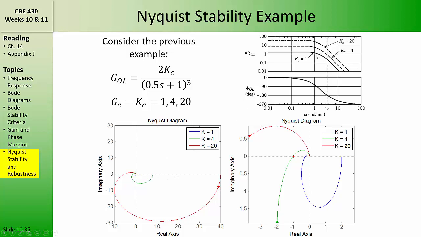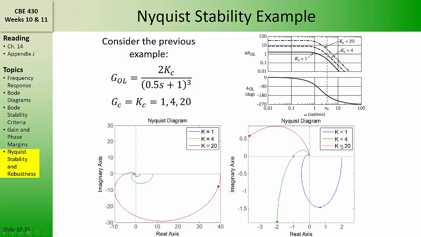These all have the same phase angle, but different values of the amplitude ratio, or different values of the distance from the origin. If we zoom in on this region around the origin here, showing the point minus 1, 0, which is marked with the crosshair here, we can see that when Kc is equal to 1, the Nyquist plot goes between minus 1, 0 and the origin. But when Kc is equal to 4, the Nyquist plot goes right through the point minus 1, 0. That's the point at which the phase angle is equal to minus 180 degrees, and the amplitude ratio, or distance from the origin, is equal to 1.